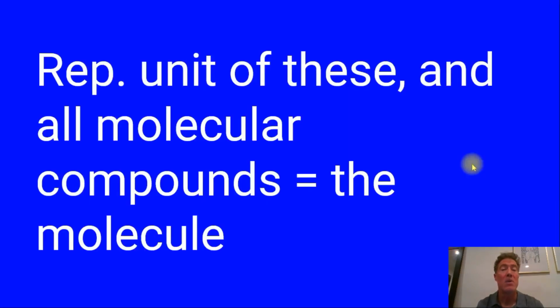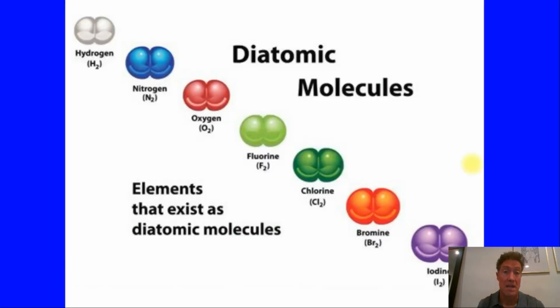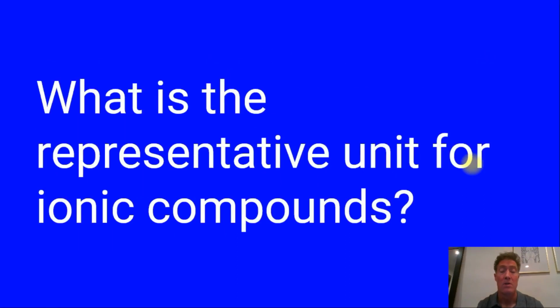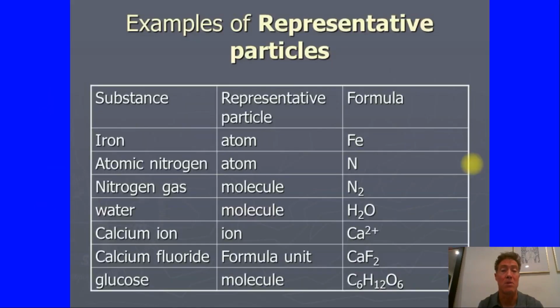So the representative unit of these 7 diatomic molecules, and all molecular compounds, is the molecule. The representative unit for elements is atoms. The representative unit for molecules, or diatomic molecules, any kind of molecular compound, is the molecule. And the representative unit for ionic compounds is going to turn out to be the formula unit. So here are examples of representative particles.